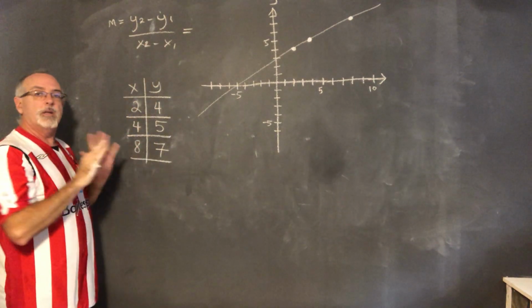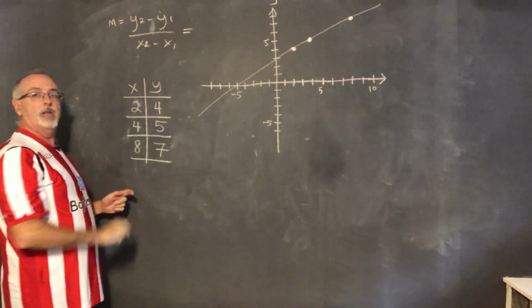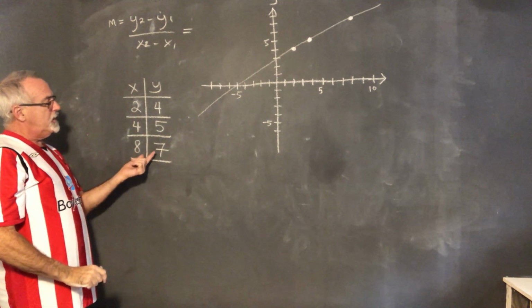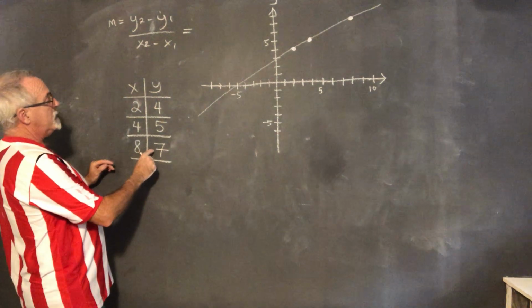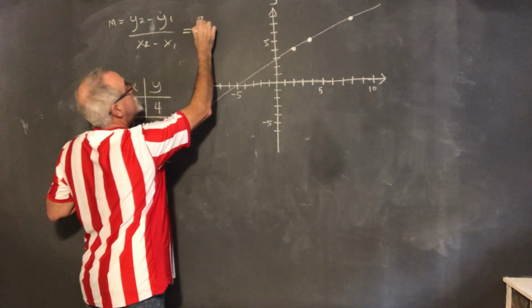And then which 2 points do I want to use? I can use any 2 points that I know are on the line. I know all 3 of them are on the line. So I'm going to try using the third point 8,7 and the first point 2,4, just because I feel like it. So y2 will be 7, y1 will be 4.